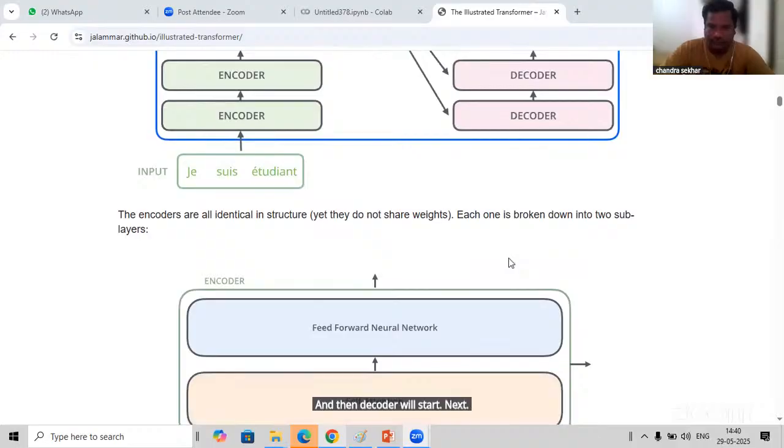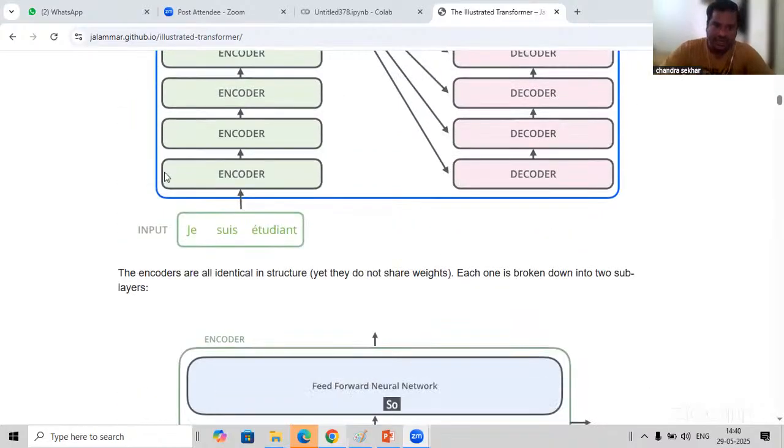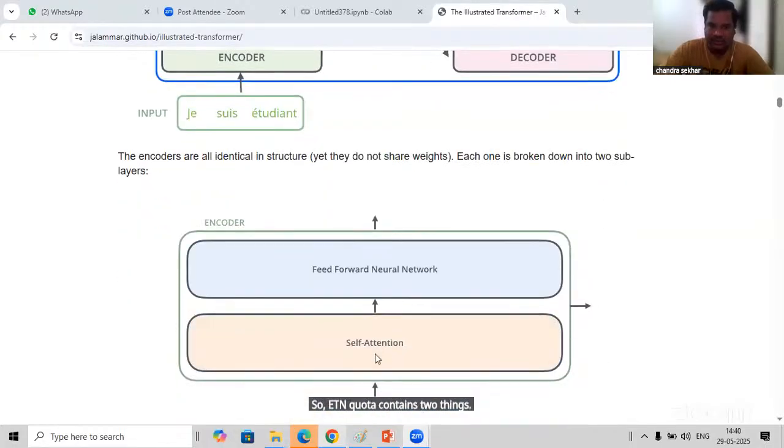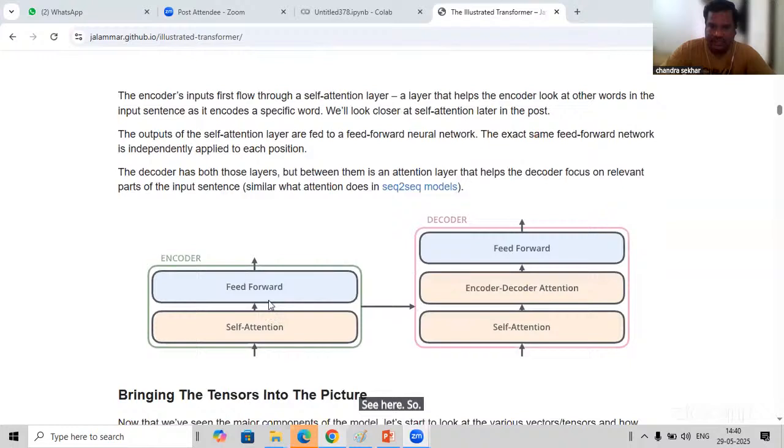Next, encoder. Encoder is a combination of self-attention and a feed-forward neural network. So each encoder contains two things. One is the self-attention block, and second one is the feed-forward neural network. Okay. Next, see here. So self-attention, feed-forward. Next, like this, multiple blocks. Decoder, see, self-attention. Next, encoder-decoder attention, feed-forward. So feed-forward is common. Okay, attention mechanism. So both decoders and encoders are a combination of self-attention networks and feed-forward networks.